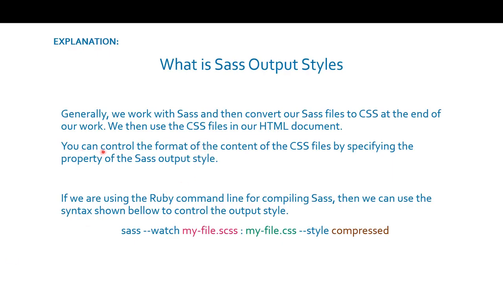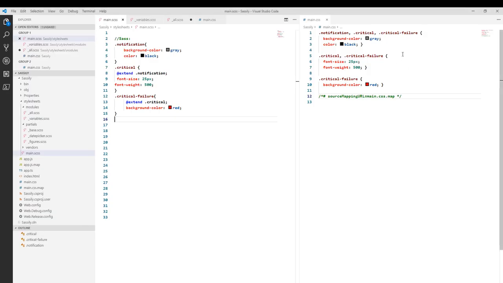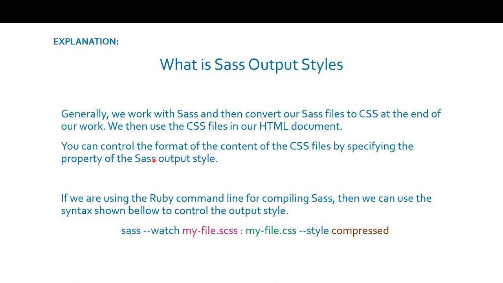So basically, you can control the format of the content of the CSS file by specifying the property of the Sass output style. You can use Sass output style to control how the style should look. That's basically what I mean by the Sass output style. If you set the property, you can control how the CSS should look.